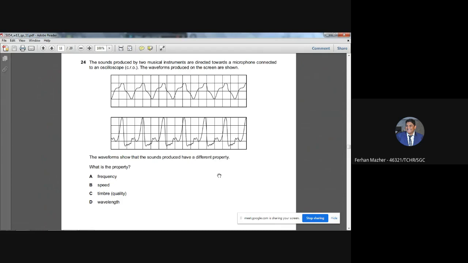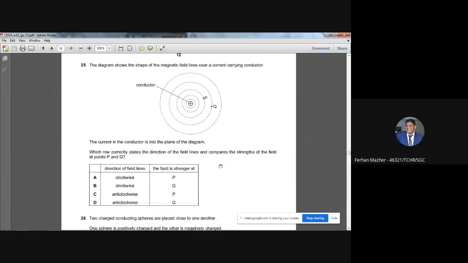Next question, question number 25. The diagram shows the shape of the magnetic field lines near a current carrying conductor. The current in the conductor is into the plane of the diagram. Which row correctly states the direction of the field lines and compares the strength of the field at point P and Q?